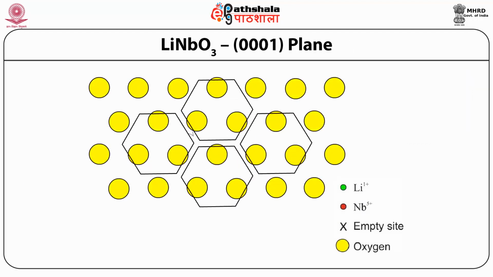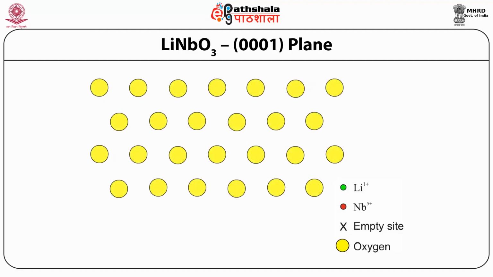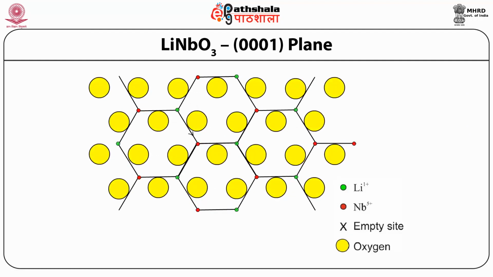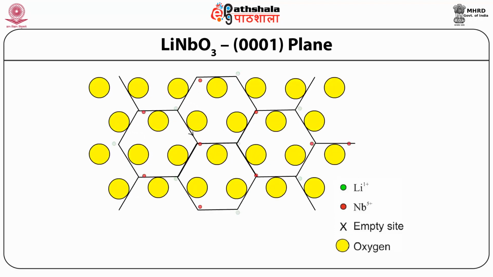Now, let us see the structure of lithium niobate with the 0001 plane. You can see the atomic arrangement of a layer in the lithium niobate structure. Here, the yellow colored big circles correspond to oxygen, green colored small circles correspond to lithium, red small circles correspond to niobium, and the crosses correspond to the empty sites. You can see that there are various empty sites present.